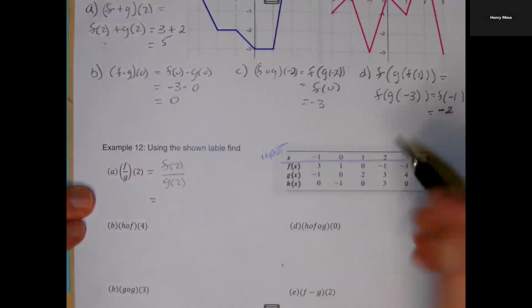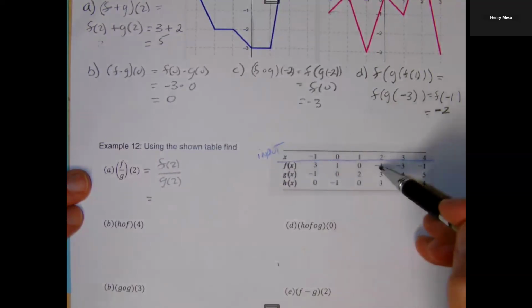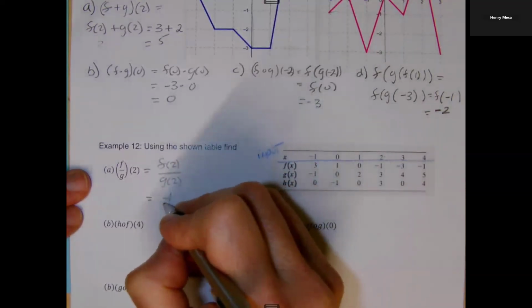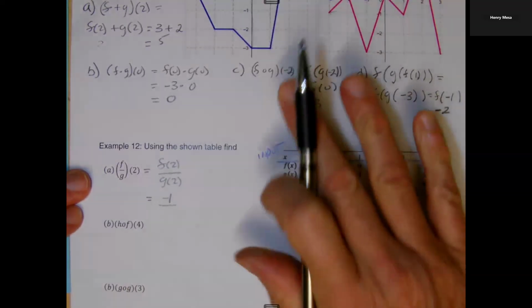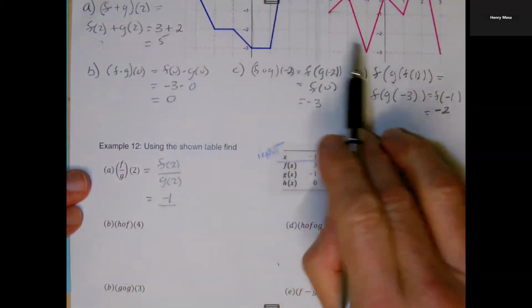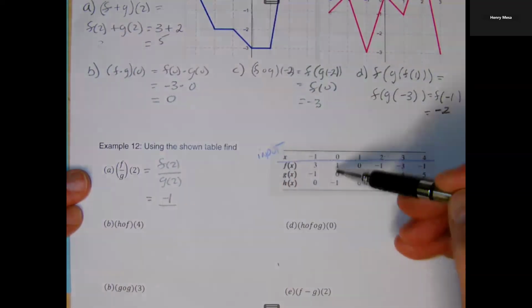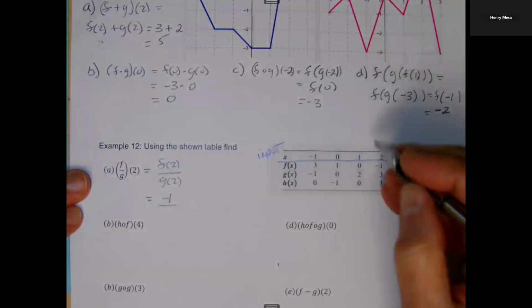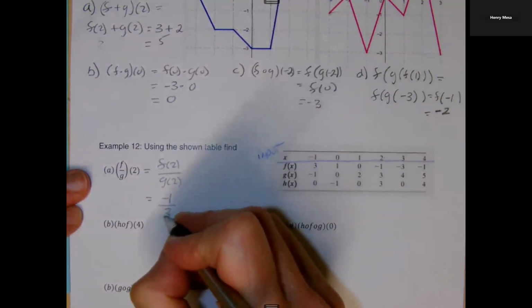But here I'm going to look at each part of the table. F of 2, here's a 2. Look at now the line with the f only, and I get -1. That's the numerator. Again, look at the input of 2. Unlike the graphs, where I had to go back between two graphs, here the input is all located in the same spot. So again, I just look at the different horizontal line. So g of 2 is now a 3. So -1/3.